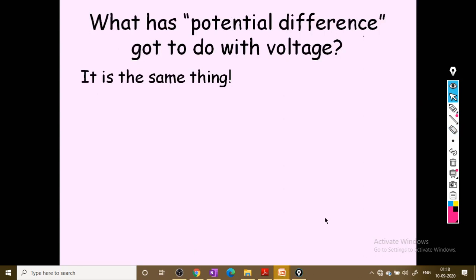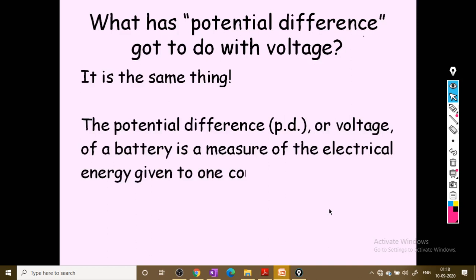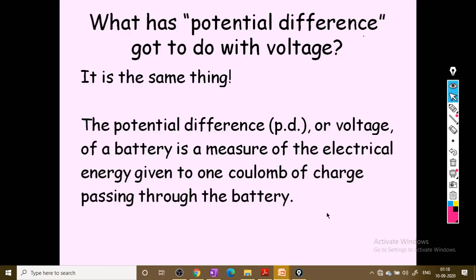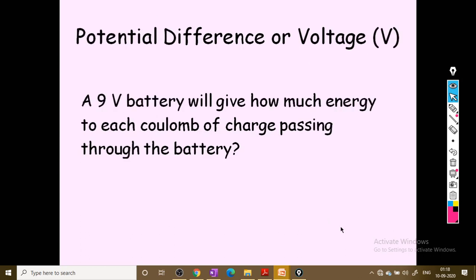So what does potential difference have to do with voltage? The potential difference or voltage of a battery is a measure of the electric energy given to 1 coulomb of charge passing through the battery. Voltage is the unit for potential difference. Potential difference or voltage V.